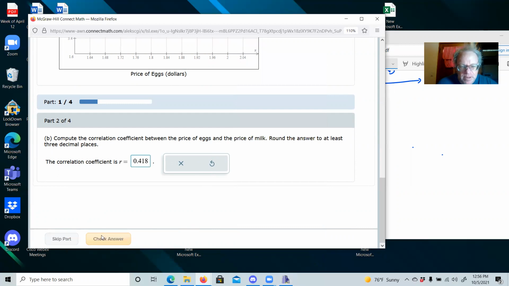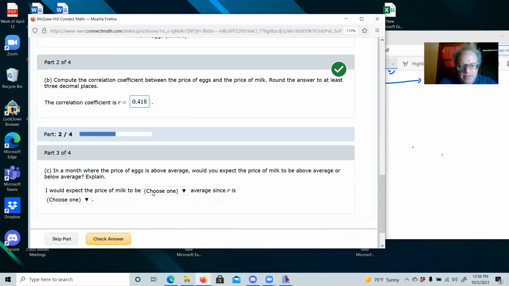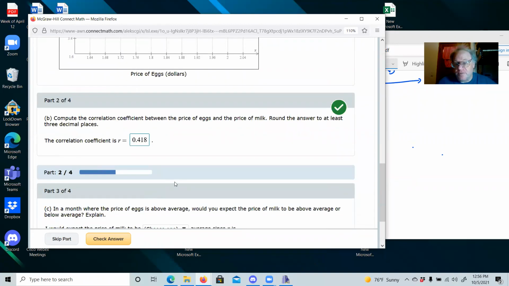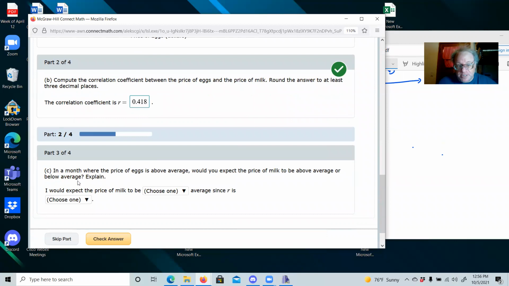There you go. All right. And that should be fine. All right, very good. So that's probably the hardest part, figuring out how to work the calculator in this section.